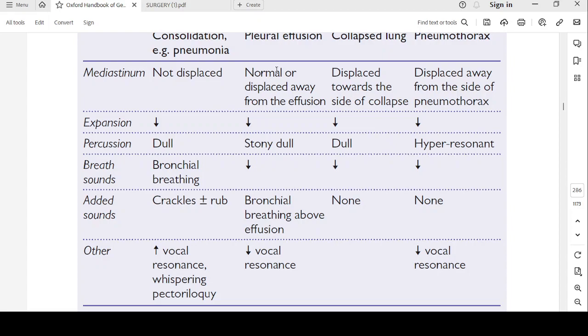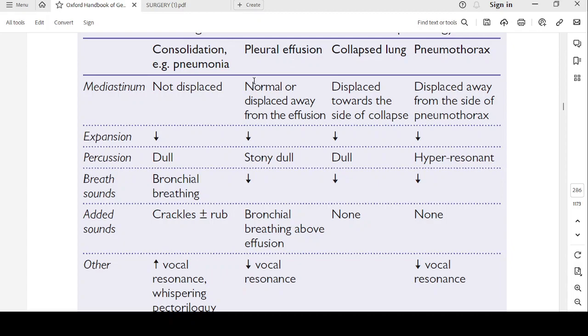Pleural effusion: when there is a pleural effusion on one side, the mediastinum can be normal or displaced away from the side of the effusion if it is a large effusion. Expansion is decreased. There is stony dullness. The breath sounds are decreased in pleural effusion, with bronchial breathing above the effusion. Decrease in vocal resonance.